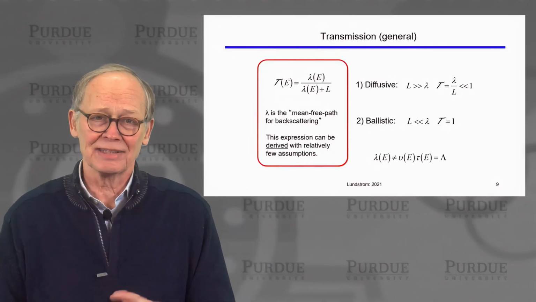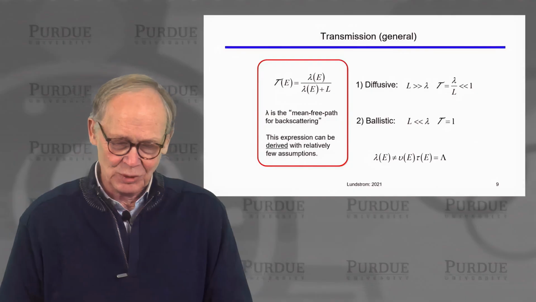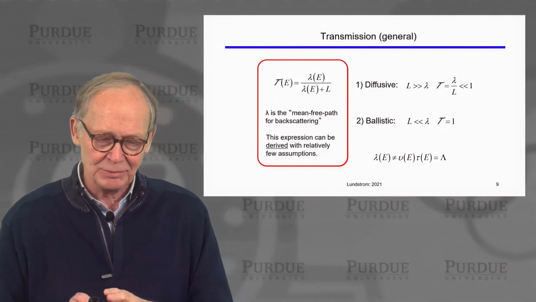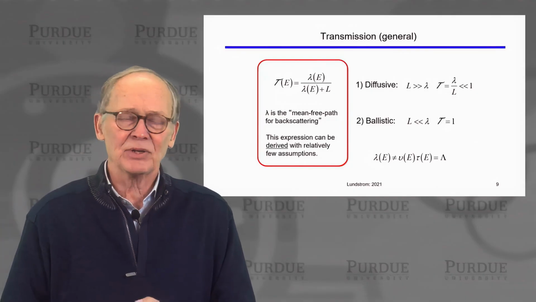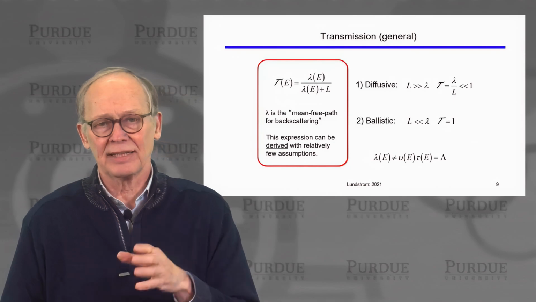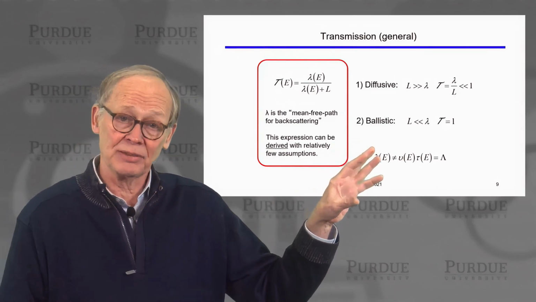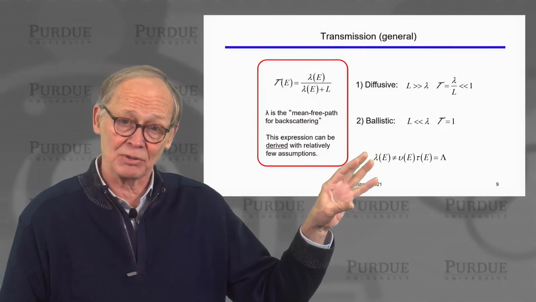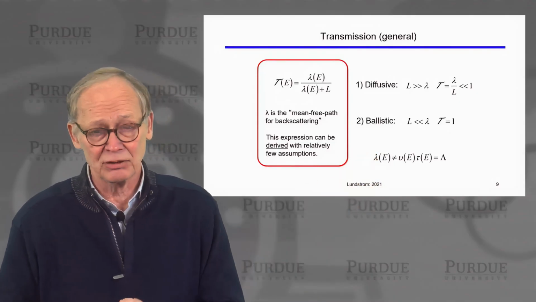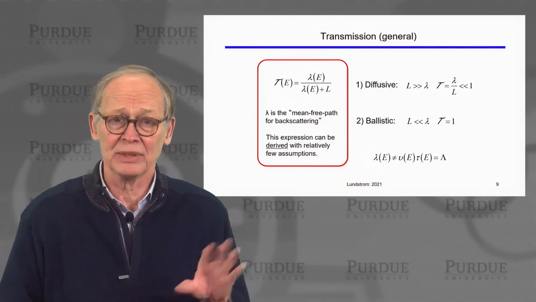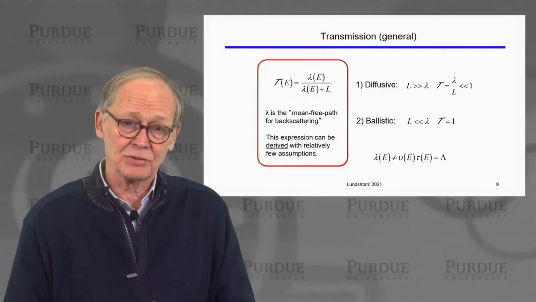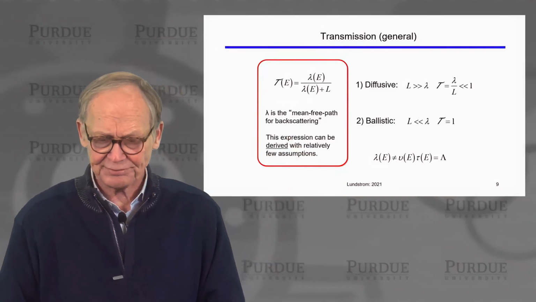I do want to point out one subtlety that we need to be aware of: the mean free path is not simply the velocity times the scattering time. That is what is often called the mean free path. We'll denote it by a capital lambda, and that's a perfectly good mean free path, but it's not the one that we need here for discussing current flow.